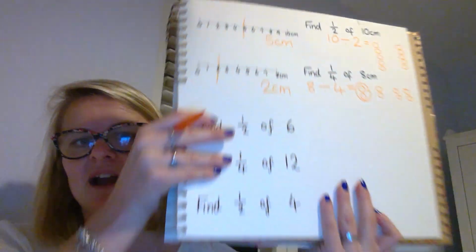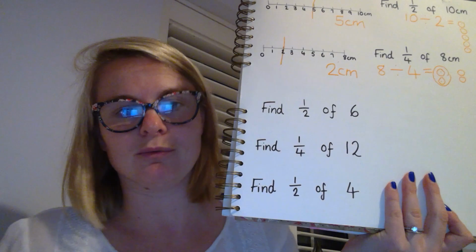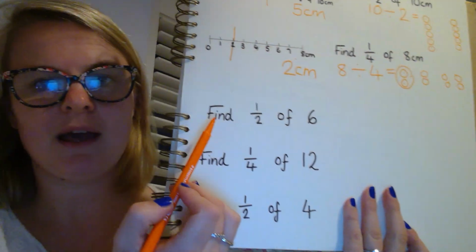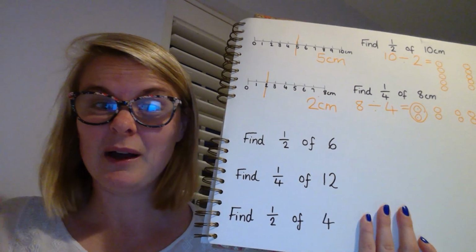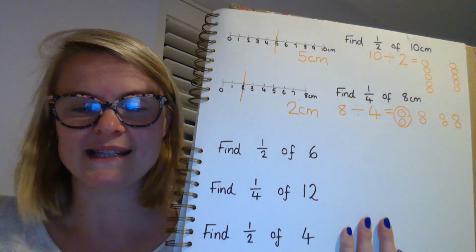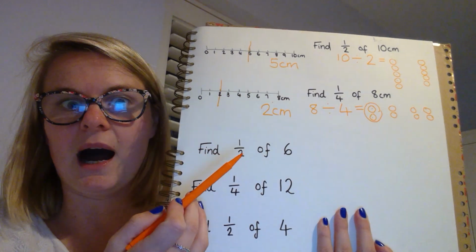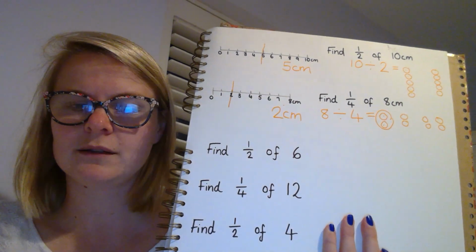Okay, so fraction of centimetres or metres. So the last task for you today is to find a fraction of a number or of an amount. Here we now don't have any pictures to help us, so it's just a bit harder, but we know the strategy because we've done it already. So we're going to find a half of 6.